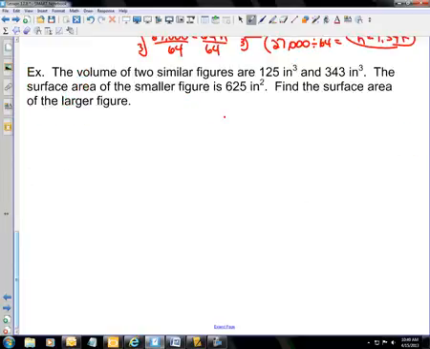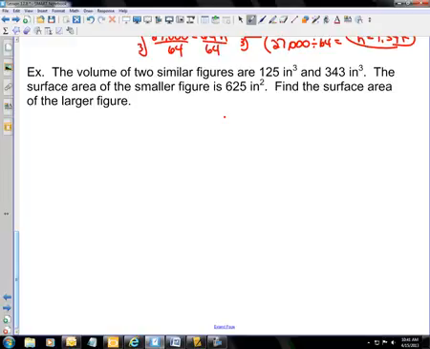Okay, it says the volumes of two similar figures are 125 inches cubed and 343 inches cubed. The surface area of the smaller figure is 625 inches squared. Find the surface area of the larger figure. So what they do this time is they give us volumes, and they give us the surface area of one. We want the surface area of the other. So it's kind of exactly opposite of what we did in the problem, like two problems ago.